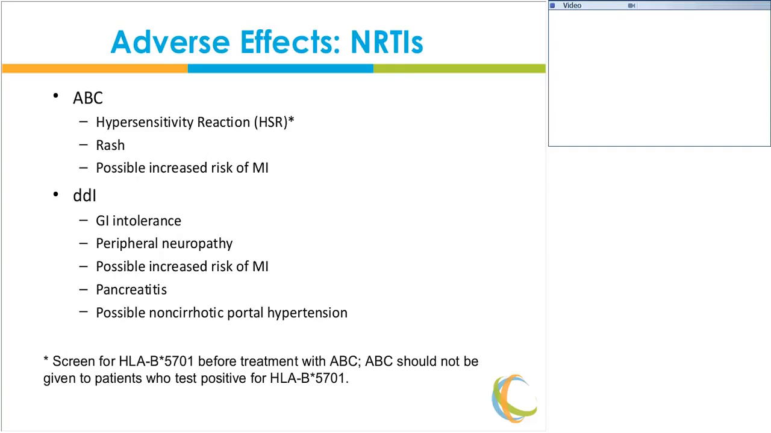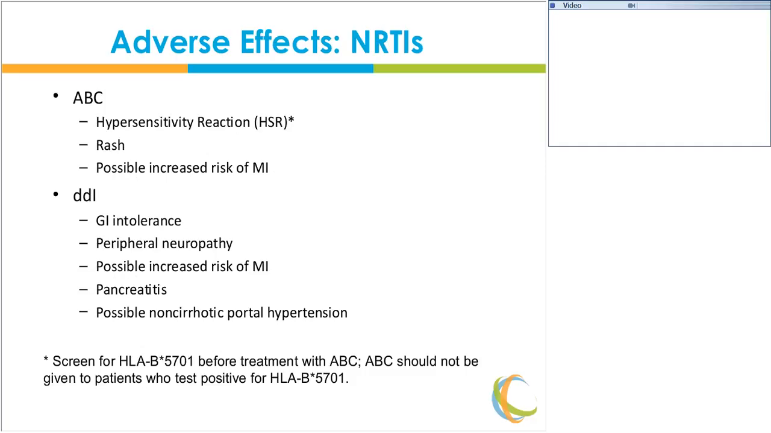Moving on to the unique side effects for each of the NRTIs. Abacavir, or ABC, can cause a hypersensitivity reaction, which was previously mentioned. Rash can also occur, and there is a possible increased risk of MI in patients taking this medication. The literature is inconclusive on whether or not there is a true risk, as conflicting results have been shown in the literature.